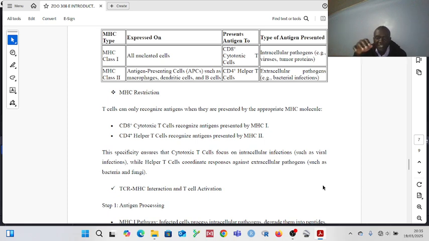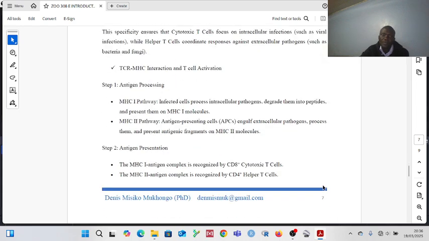So that specificity, that bit of restriction, is what ensures that cytotoxic T cells only focus on intracellular infections, and the helper T cells will coordinate the response against extracellular pathogens. So that is the distinction. That is why only these deal with a certain type of infection, and these other type of T cells deal with a different type of infection.